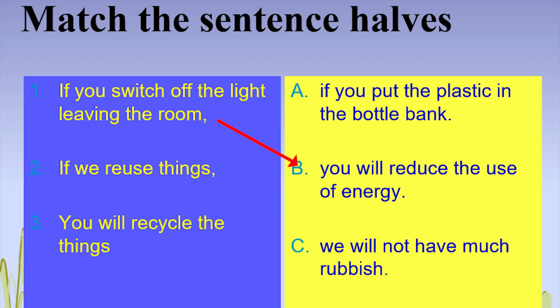The second one. If we reuse things, mind the comma. So find the other part. It is C. We will not have much rubbish. And the last one is: you will recycle the things, there is no need for comma, if you put the plastic in the bottle bank. Right you are, and good of you.